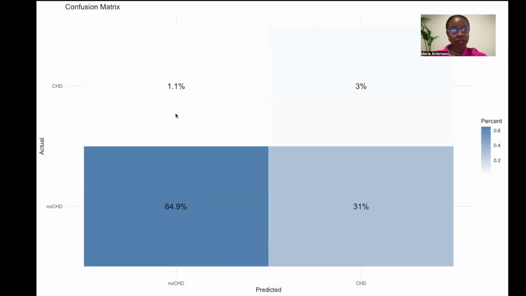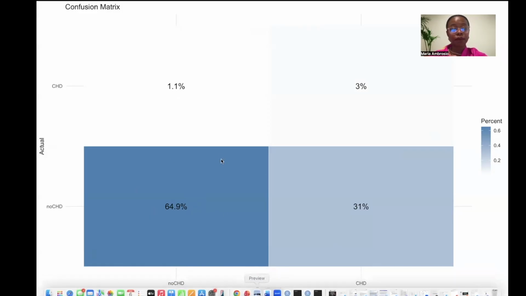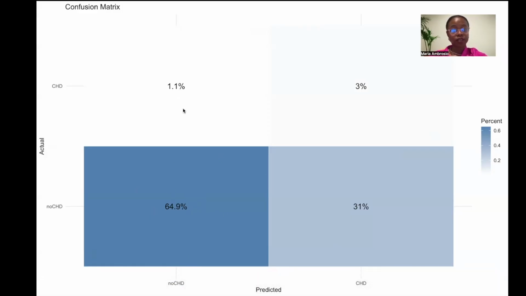They're the false negatives. So these are actually coronary heart disease cases, 1.1%, but were predicted as non-coronary heart disease cases. And then in the bottom right, you have the false positives. So these are actually non-coronary heart disease cases, but were predicted as coronary heart disease cases. And then in the top right of your screen, you have the true positives. Only 3% of true coronary heart disease cases were predicted by the model as coronary heart disease cases.